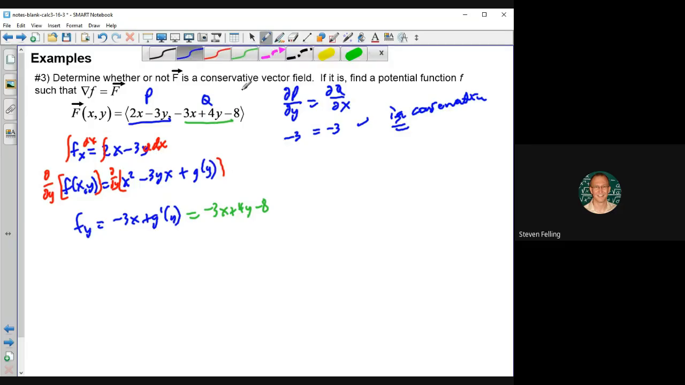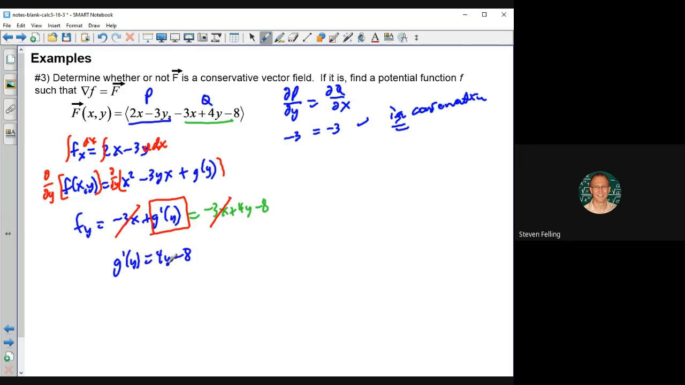So since these things have to be equal, I could solve this for what g prime of y must be. Okay, so if I solve this equation, there's a -3x on both sides that will subtract out, and therefore we would say that g prime of y must be 4y minus 8. Because that's true, now I can take the antiderivative. So I have to get the g(y) by itself before I do this. I want to take the antiderivative of this with respect to y to get what g is, this g(y). Well, the antiderivative here is going to be 2y squared minus 8y plus some integration constant.